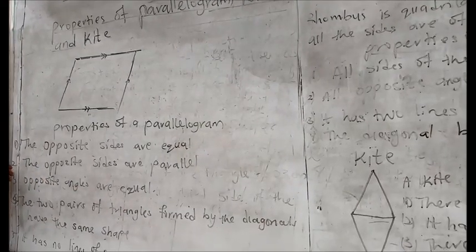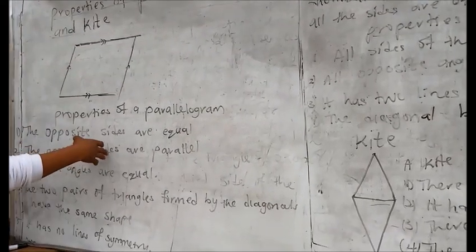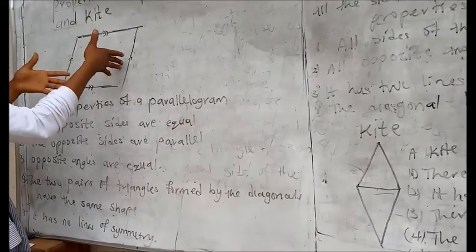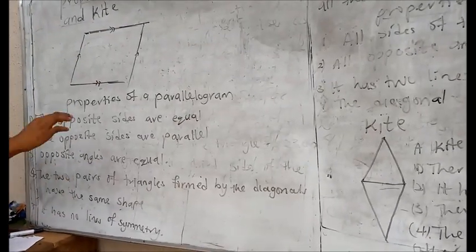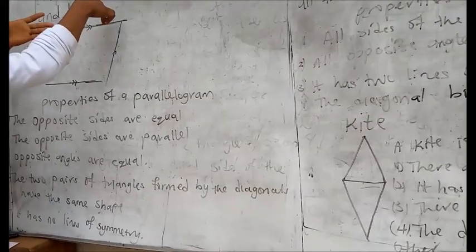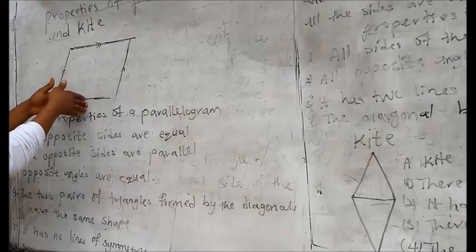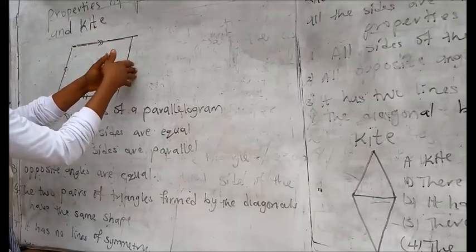Now, the second property states the opposite sides are parallel. When you look at this parallelogram, you find out that this arrow here is equal to this. That is, here is parallel to this, and here is also parallel to this side.